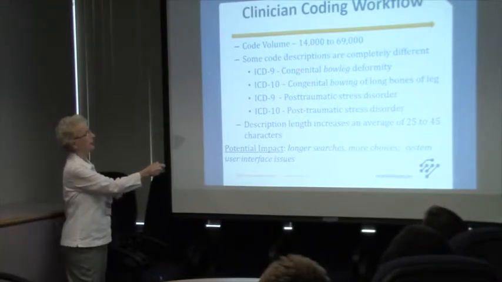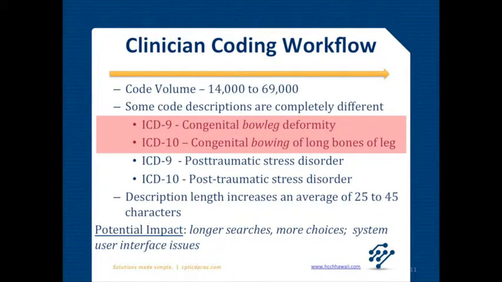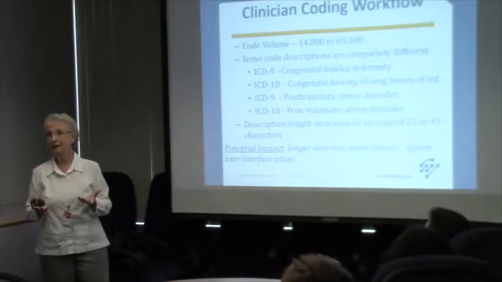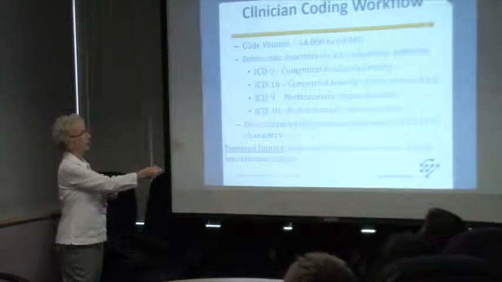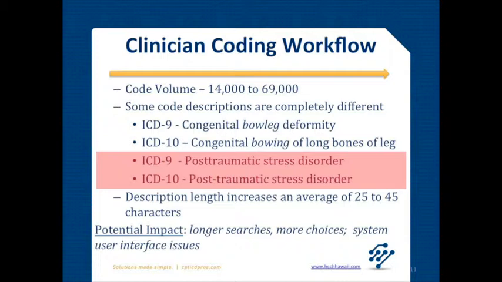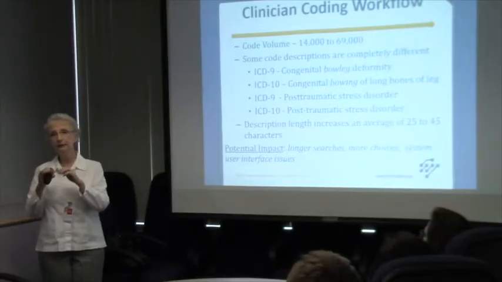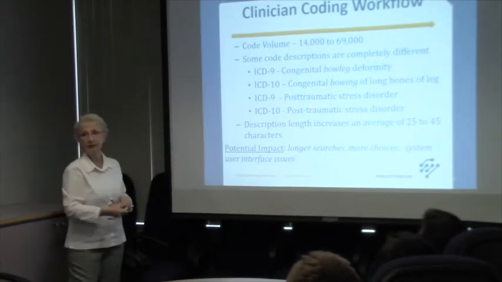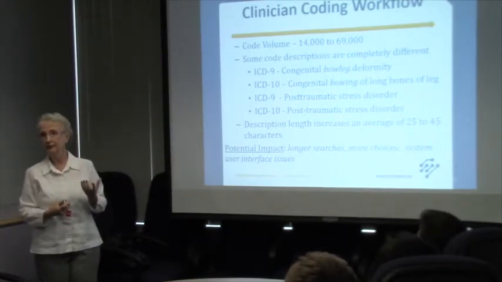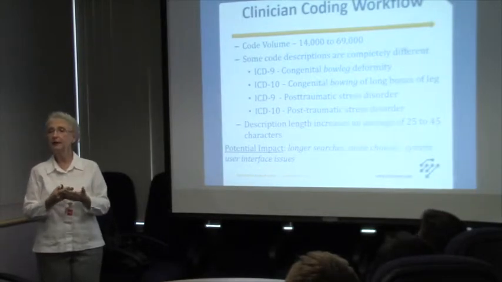For instance, in ICD-9, congenital bow leg deformity is what it's called, and in ICD-10, it is congenital bowing of the long bones of the leg. I think it's the same disease condition, but how it's looked up is different. Post-traumatic stress disorder is not hyphenated in ICD-9, hyphenated in ICD-10. Sounds like a little minor kind of issue, right? Not if you're trying to search. You've got to know that it's technically spelled differently. So these are the things that are going to take time just getting used to.